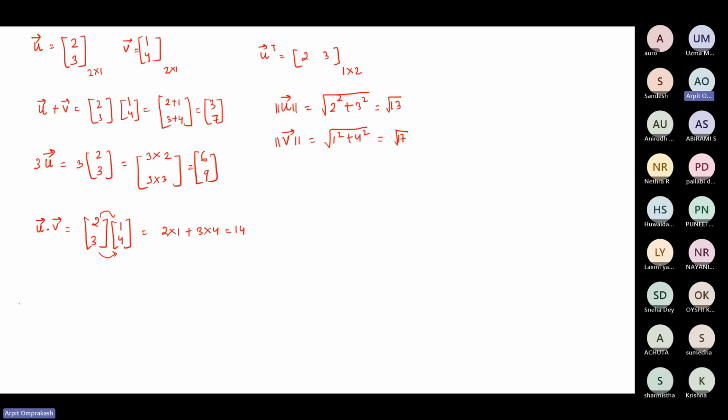We can also find the angle between two vectors. Let's say we have some plot where we have these two vectors u and v. We can find the angle between them. Let's say the angle is theta. The formula for cos theta is the dot product of the two vectors divided by the product of the norms of the two vectors.